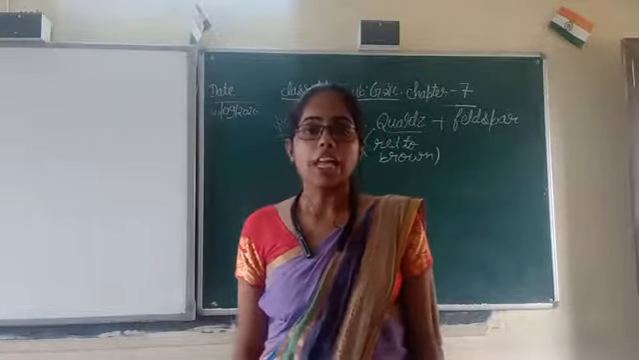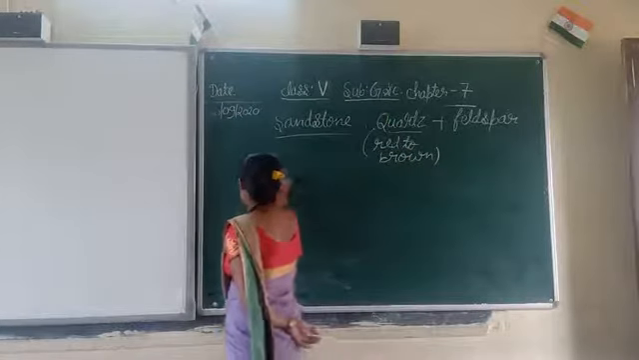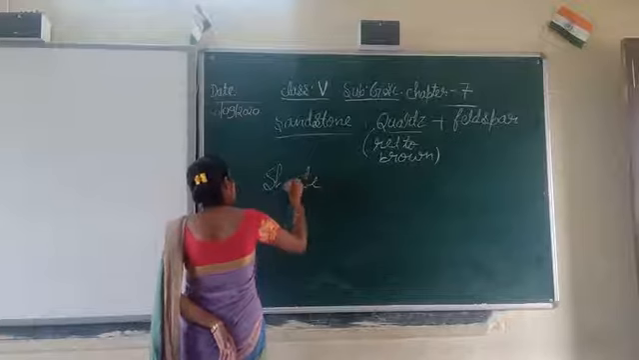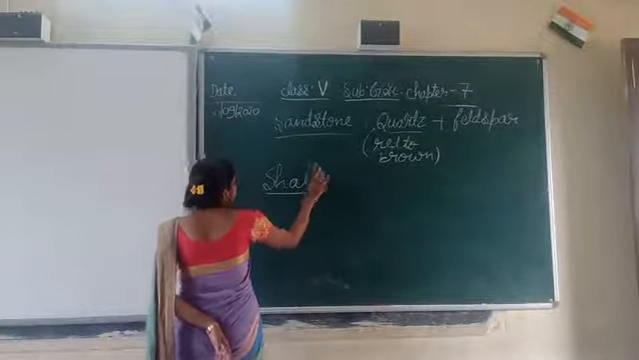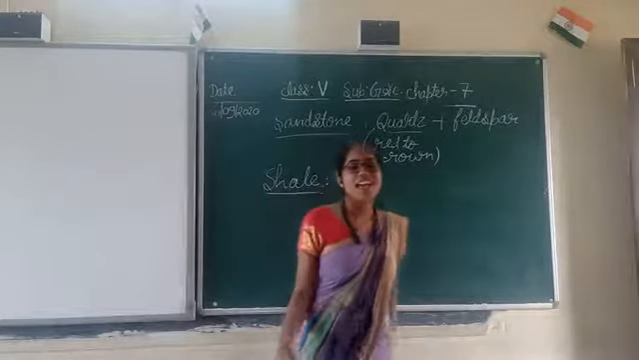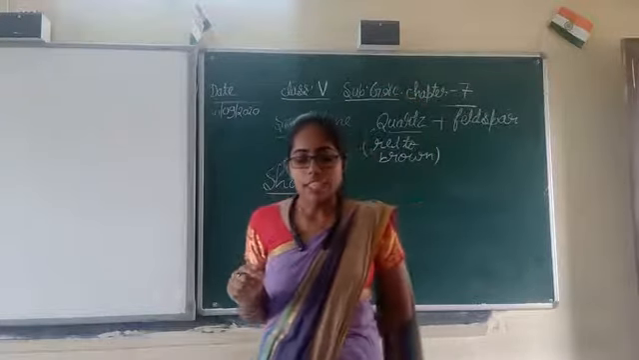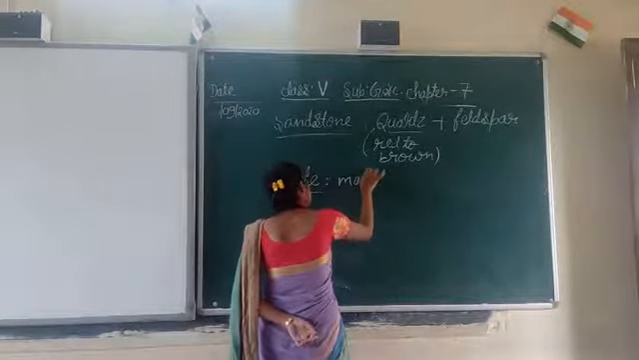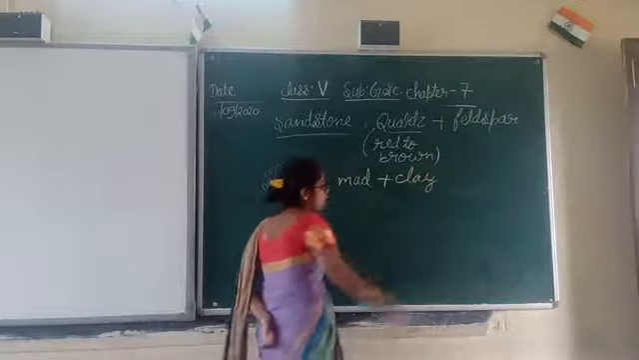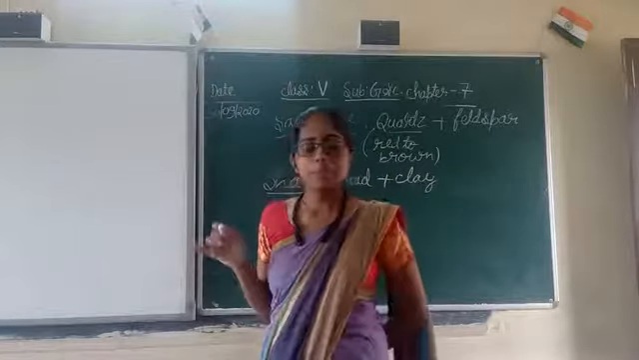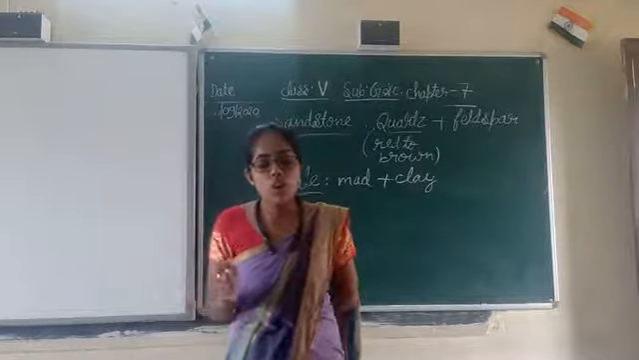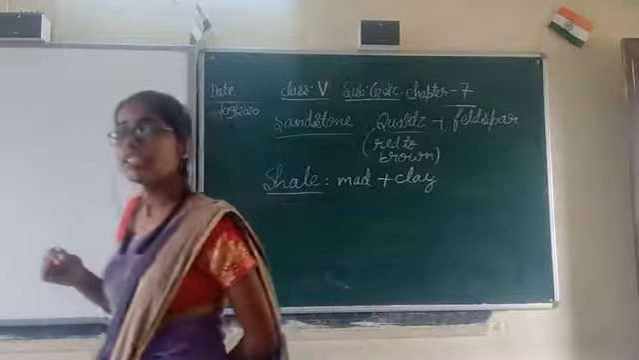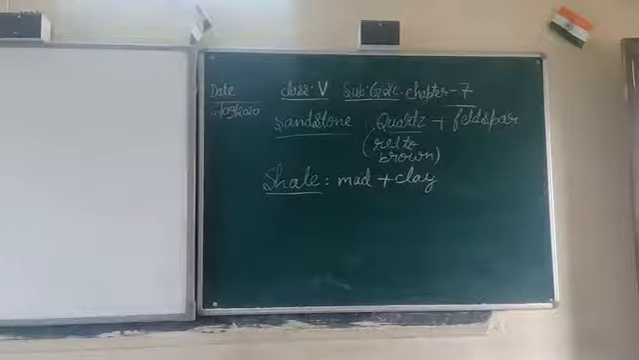Now we will study another example, shale. Shale is an example of sedimentary rocks, and it is a rock made up of deposited layers of mud and clay. That's why it is a soft rock, and it is used to make bricks and tiles.